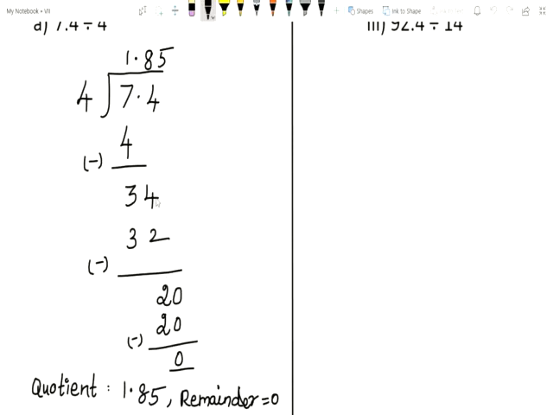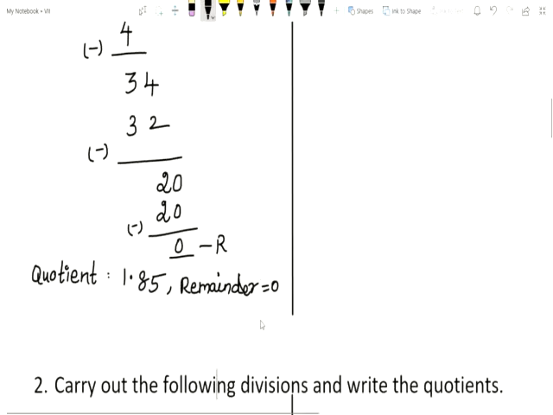So, you already keep the decimal, so you have the right to add a 0. So, 2 0, 20. In 20, how many 4s are there? 5 times. 5 4s are 20. Now, what is the quotient? 1.85. What is the remainder? 0. Do you understand, children? So, this is the quotient place, this is the remainder. Okay. See the next question.